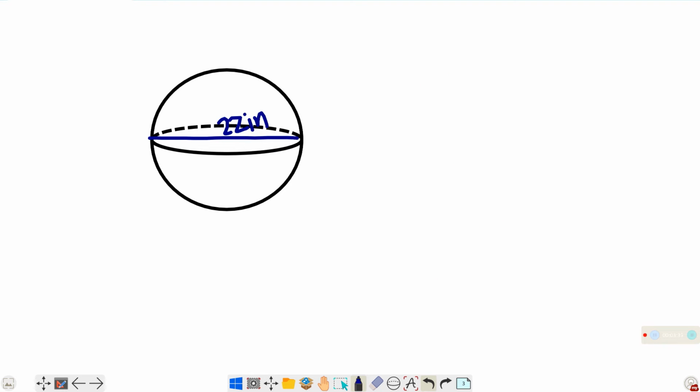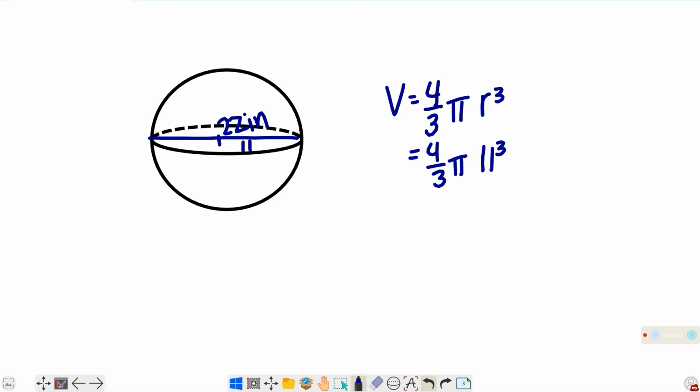Number 3, we need 4/3 pi times radius cubed. The diameter is 22. Half of that would be 11. So my radius is 11. 11 cubed means we take 11 times 11 times 11. And that comes out to 1,331.